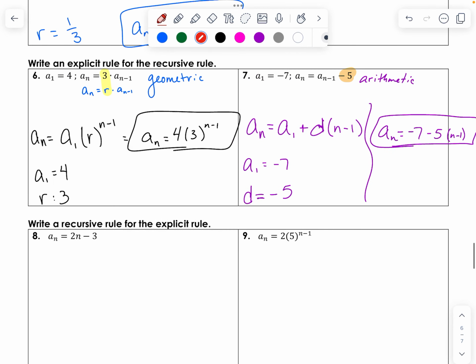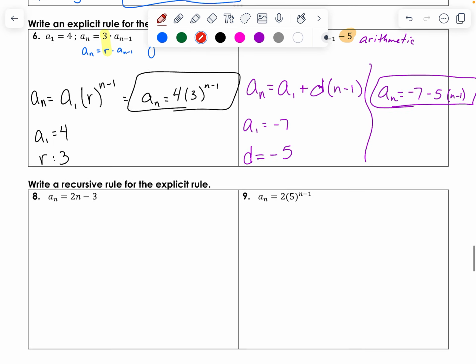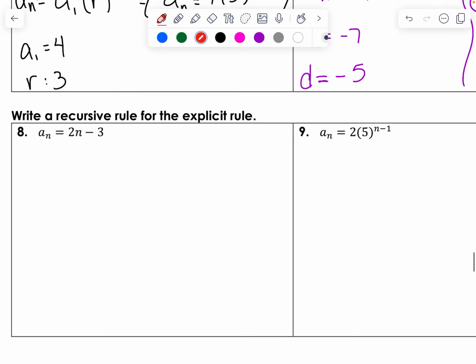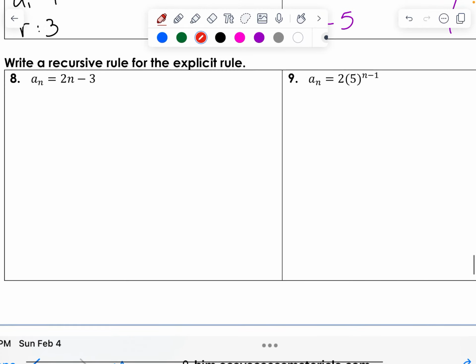All right. Now, if you want to try a couple more, take a look at 8 and 9. Pause the video, try those two, and check your work by unpausing, and then we'll end the video.